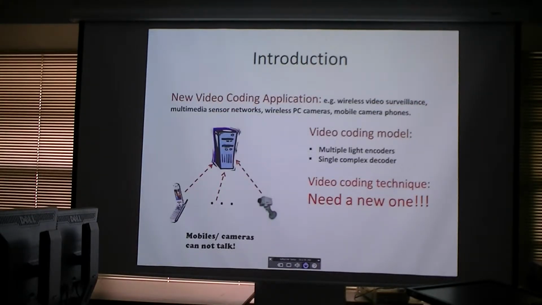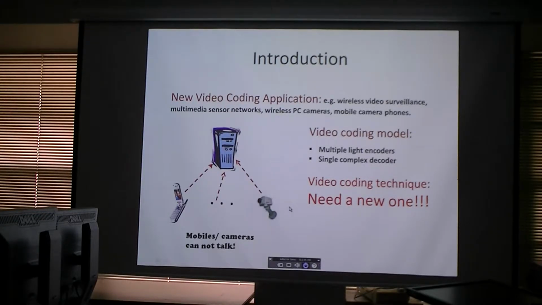And now we have new video coding applications, such as wireless video surveillance, multimedia sensor networks, and wireless PC cameras or mobile camera phones. In this many-to-one case, all of the devices want to send videos to the server, and these devices have limited computation capability or are constrained by low battery. So in this case, the video codec needs multiple lightweight encoders, and also due to the limited bandwidth, the encoders not only need to have lower computation complexity but also high compression performance.